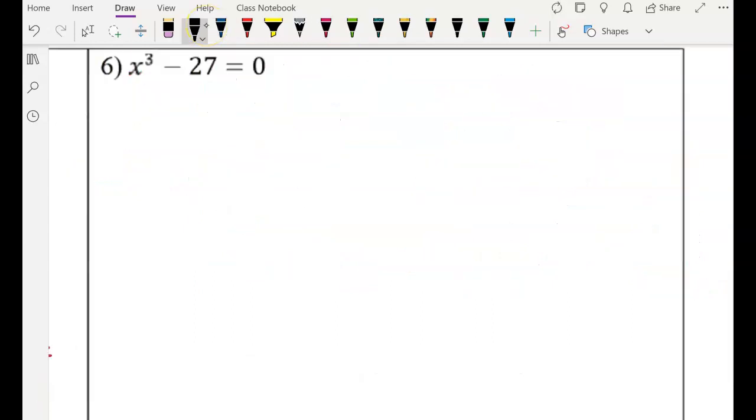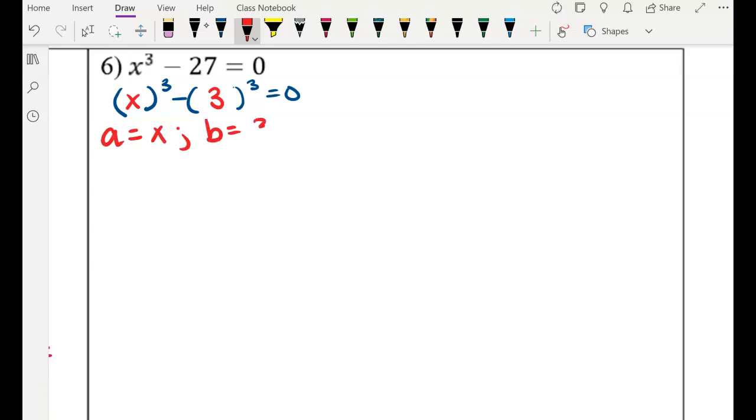Example 6 says x to the third minus 27 equals 0. Now, students, can you guys recognize that this is difference of cubes? So something to the third power minus something to the third power equals 0, right? So when you see this, x goes here because x to the third is x to the third. Well, 3 to the third is 27, and there's a minus sign in the middle. So this is definitely difference of cubes. So a is x, and then your b is going to be 3.